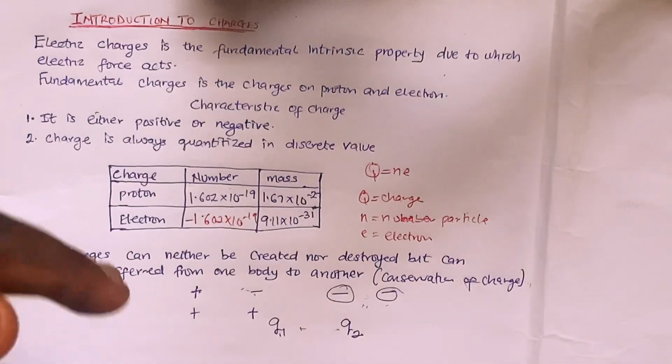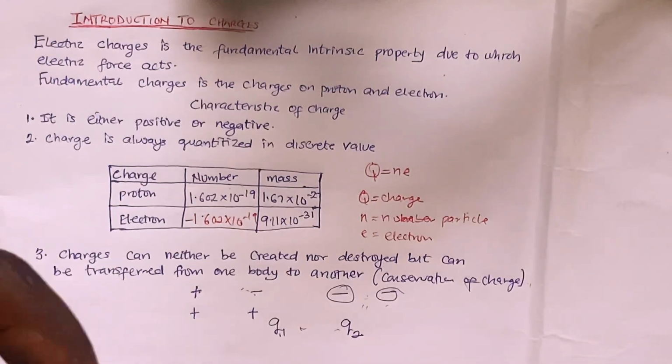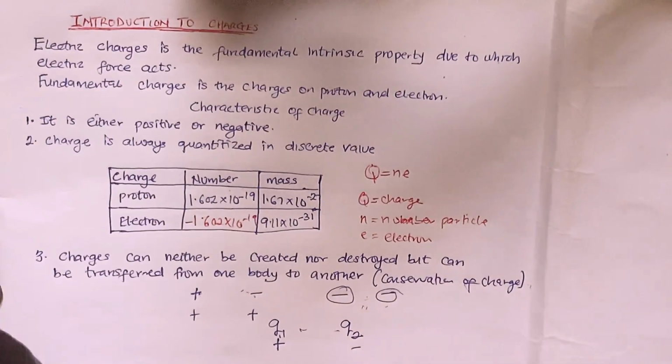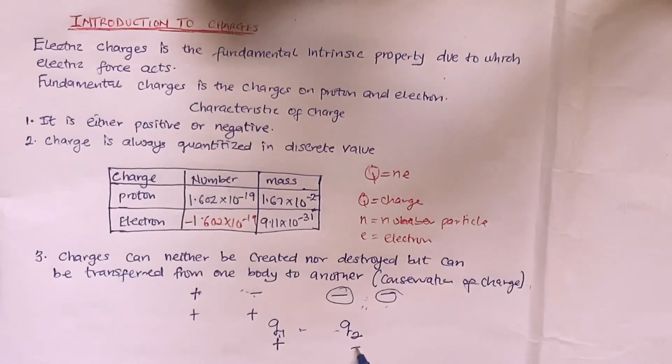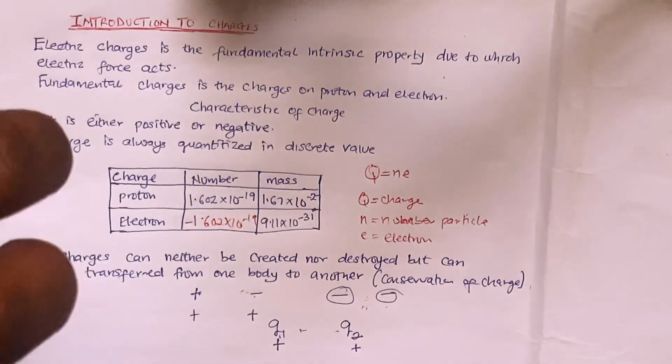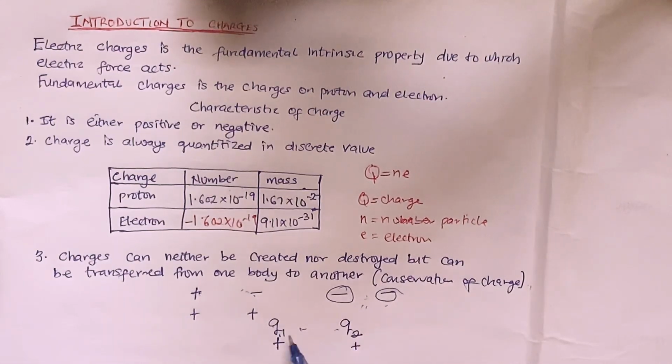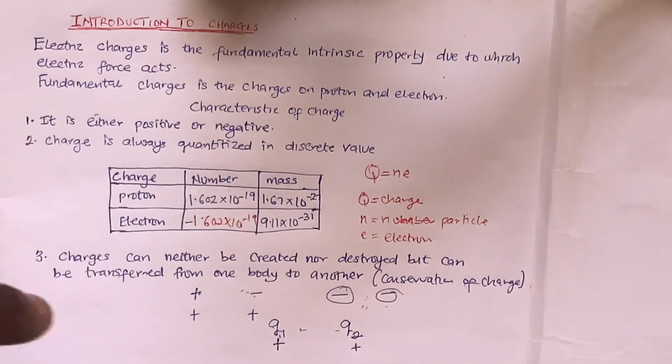The type of electric force that they will experience depends on their nature. If this is positive and this is negative, they are going to experience an attractive force. That is, they will move inward toward each other. But if this is positive and this is also positive, they will experience a repulsive force. That is, this will move away from this. Q2 will move away from Q1 and Q1 will move away from Q2.